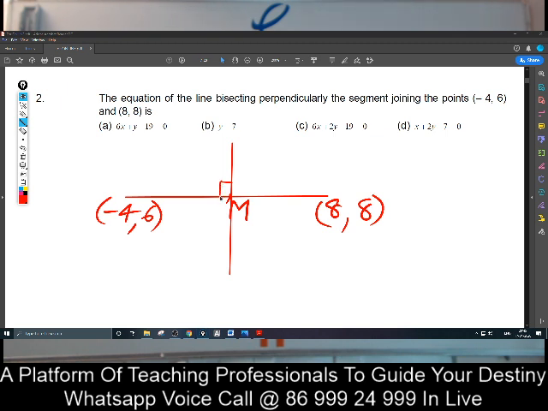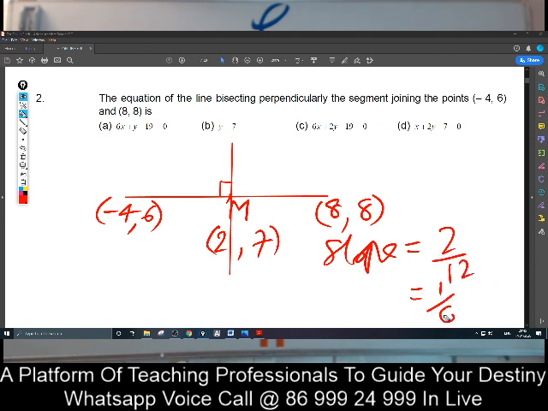So let us see now. What is the midpoint? The midpoint is (8 minus 4) by 2, 2, (8 plus 6) by 2, 7, so (2, 7). And what is the slope of this line? 8 minus 6, 2, over 8 plus 4, 12. The slope is 1 by 6. And the slope of the perpendicular will be minus 6, then it's minus 6 by 1.